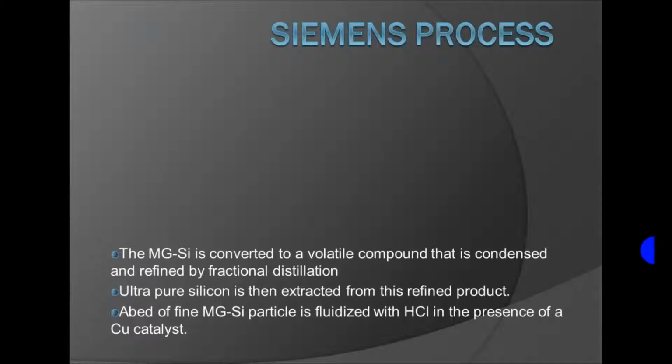Gases are passed through the condenser and the resulting fluid is subjected to fractional distillation to produce source materials for the manufacture of silicon. Here in this equation we get the silicon steel.